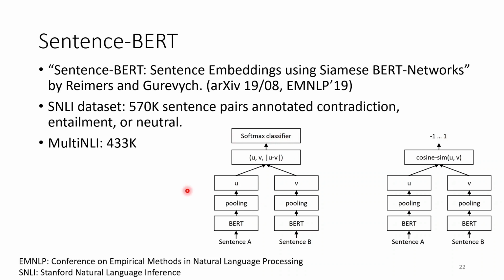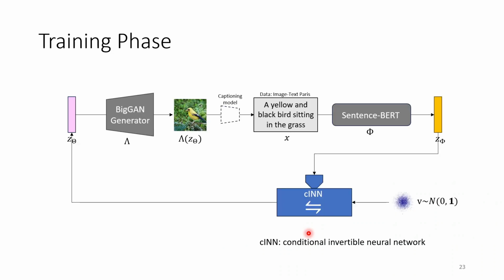And they use the idea and train on two data sets, the Stanford and the Multi-Genre Natural Language Inference data sets. So they can convert a sentence to a vector. And the vector can represent the sentence in the latent space. Okay, so here, this is the training process for the network-to-network.